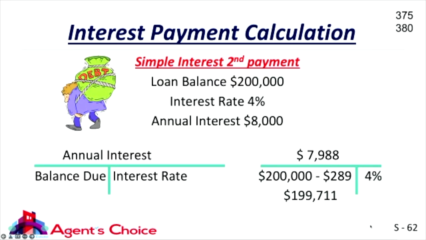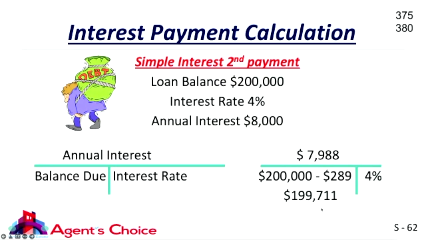Now, if it says, what is the loan balance after the second month's payment? We're going to take this new loan balance. We don't use 200,000 anymore because we don't owe them that anymore. We owe them only $199,711 now because we paid $289 less, right? So now we're going to use the $199,700.